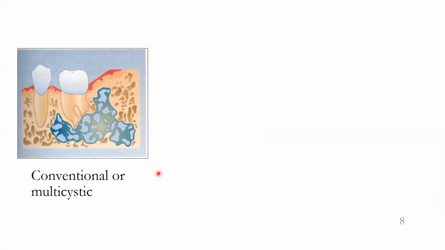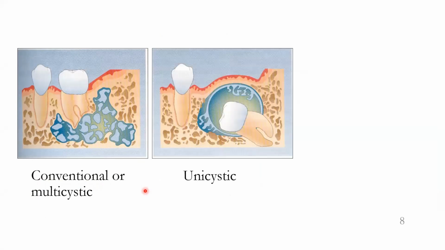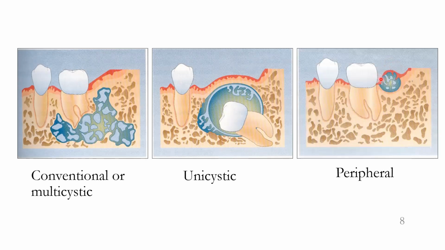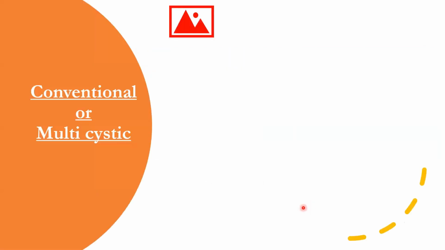Coming to the types of ameloblastoma, the first and most common type is the conventional type, which is also called multicystic because it is essentially a solid tumor but with a lot of cystic spaces within it. So that's the most common type which we see. The second type is the unicystic type. The name itself says that it is a single cystic space surrounding the tooth, and the peripheral is the one which occurs on the soft tissue. These both are intra-bony, whereas this is the soft tissue variant of ameloblastoma.